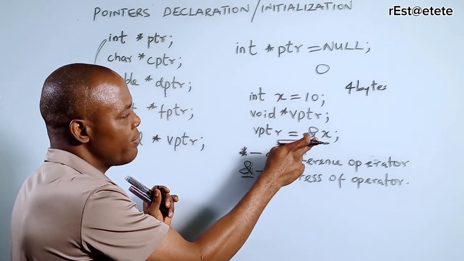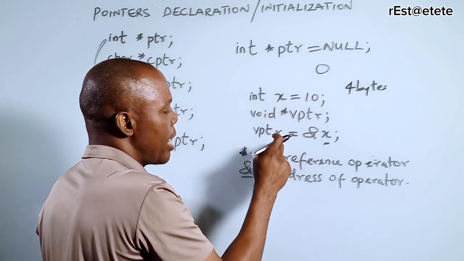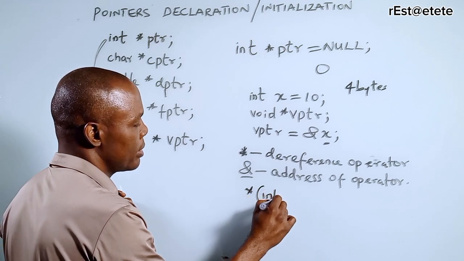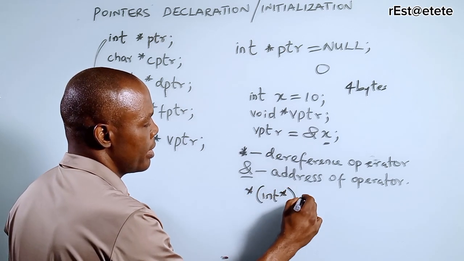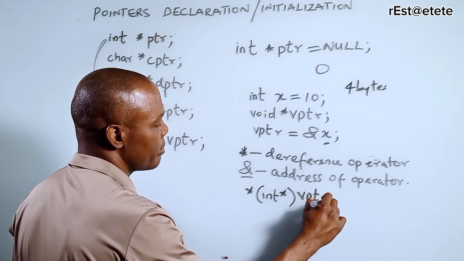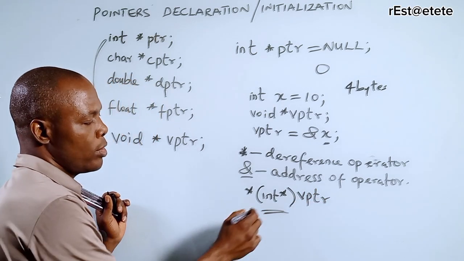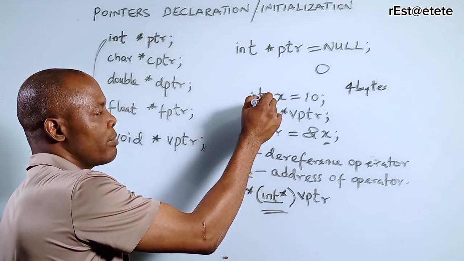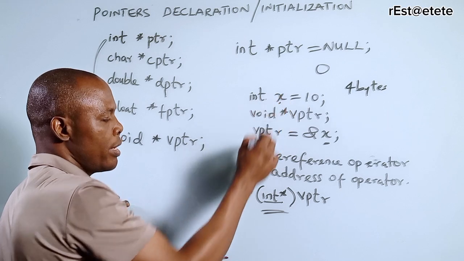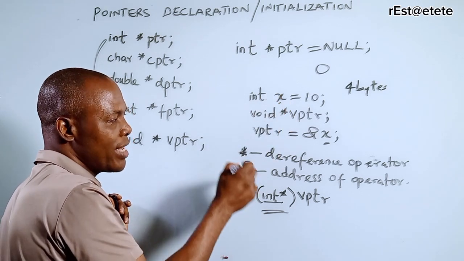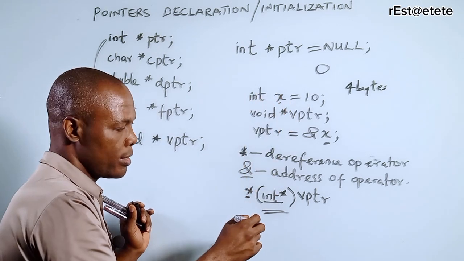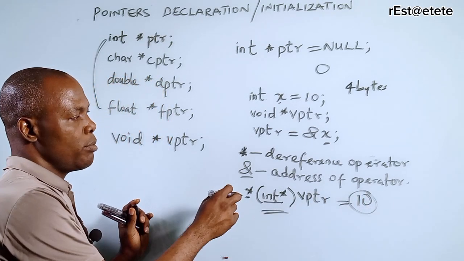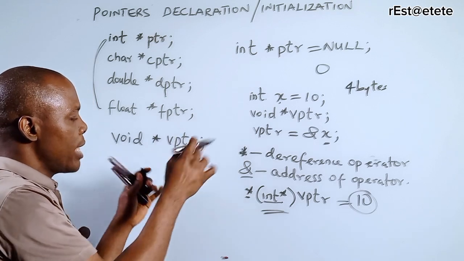So to access the value, which is this 10, what would I do? I will simply do this, and I will say int, then asterisk, then vptr. So this is typecasting. I use this to typecast the void pointer to what? To the same data type as the variable. Then I will use this one to now access the value that is in that address. So this one will now give me 10 as my output. So that is the meaning of typecasting. That is what I want to show you.